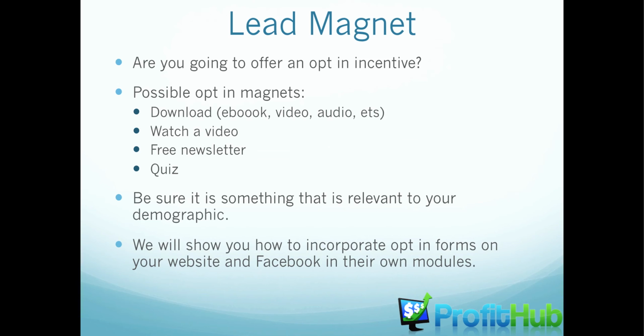And lastly, with your social media prep, you want to start considering what your lead magnet is going to be. Possible opt-in magnets are a free download like an ebook, a video, audio file, etc. Watch a video after they opt in, sign up for a free newsletter. With your newsletter, you want to make sure that you're letting them know how often they're going to receive that newsletter, whether it's daily, weekly, monthly, etc., or if they're going to have the ability to fill out a quiz.